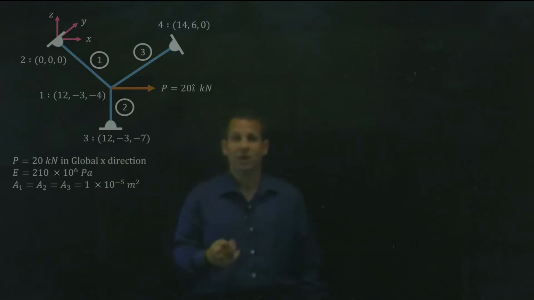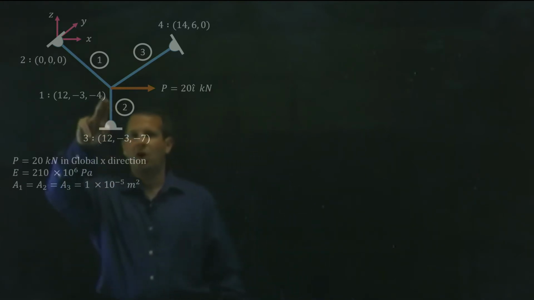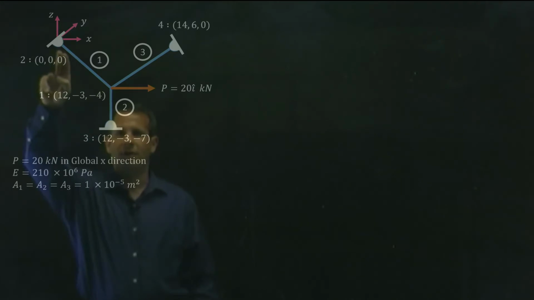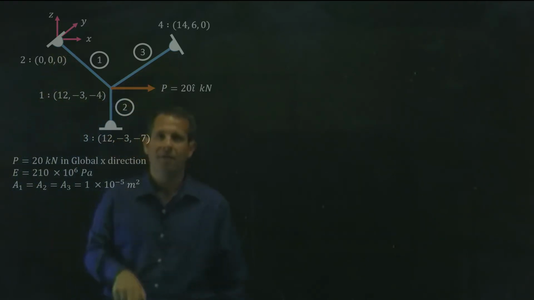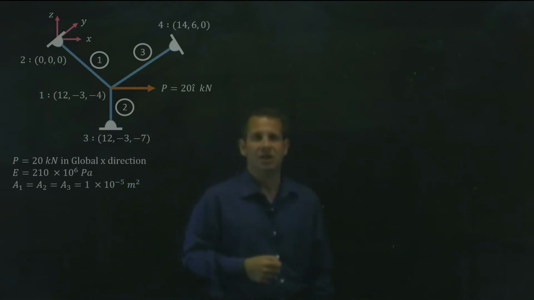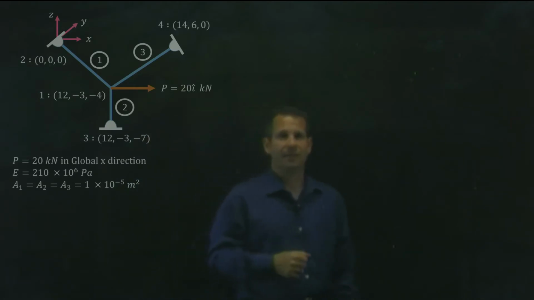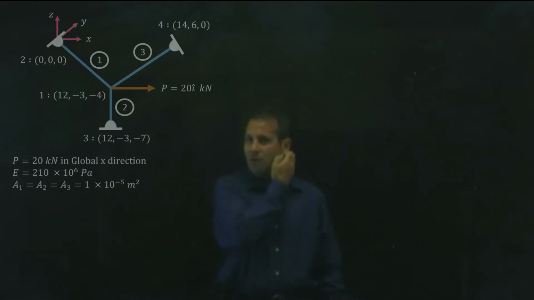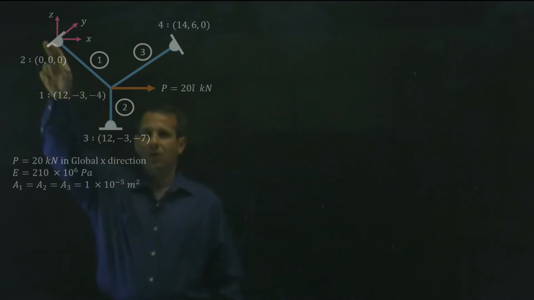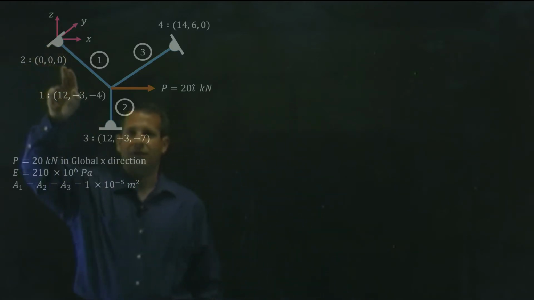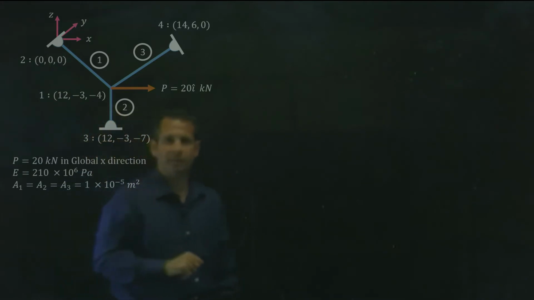We're also given node numbering. We're told that we're going to call this node number 1, we'll call this node number 2, we'll call this node number 3, and we'll call this node number 4. The problem statement gives us the location in 3-dimensional space of each node. So, for example, obviously node number 2 is located at 0, 0, 0 in the global coordinate system.